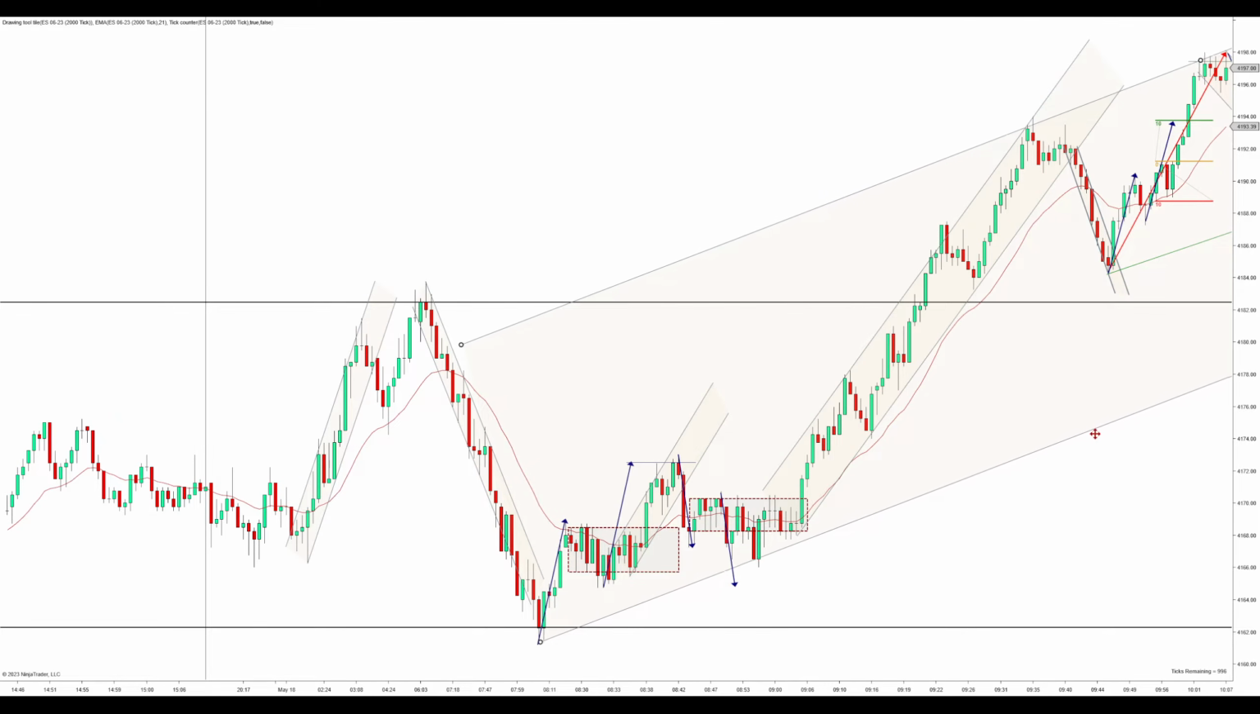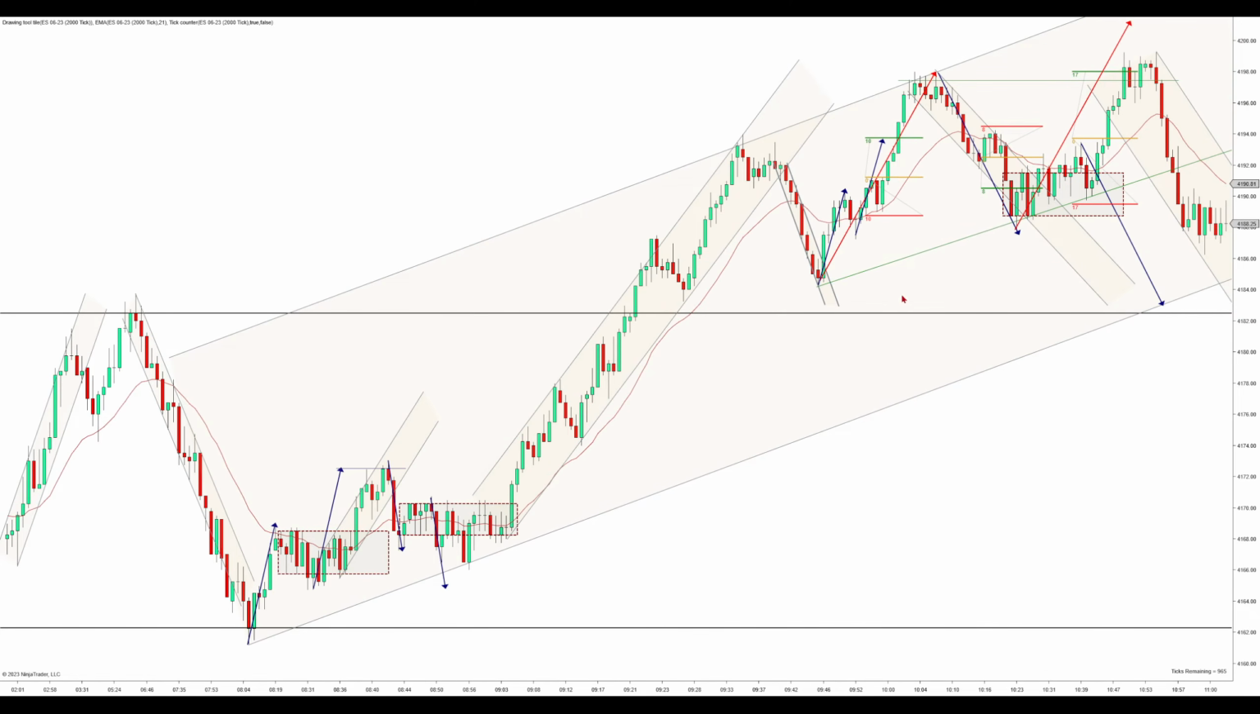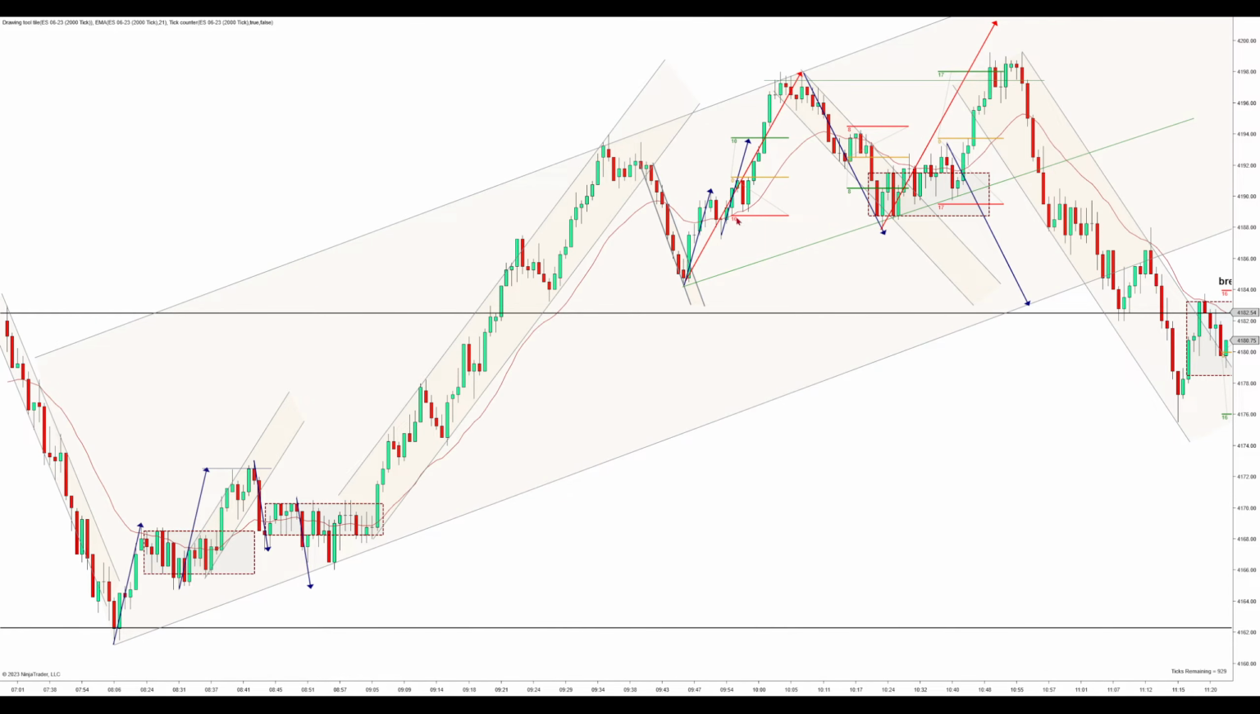I just want to mention really quick, I did not get this trade right here. I meant to mention that at the very beginning. I missed this trade completely.